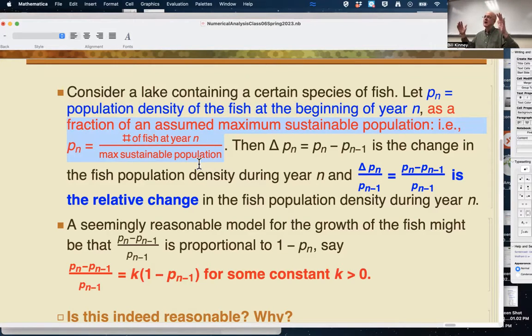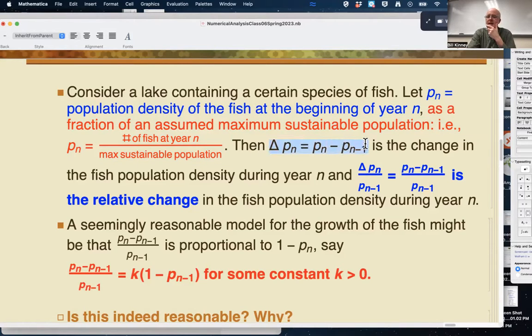I think, for example, White Bear Lake, which is a fairly big lake for the cities, can hold, I don't know, 10 million bass. Is that too many? I don't know. It's a fairly big lake. And so if somehow you're able to measure the number of bass at the beginning of year n to be 5 million, then you wouldn't literally count them, by the way. You'd have to have some other method for doing it. This ratio would be 5 million divided by 10 million, which would be 0.5. You're at 50% of the sustainable population.